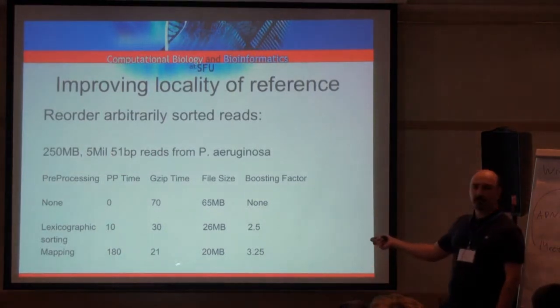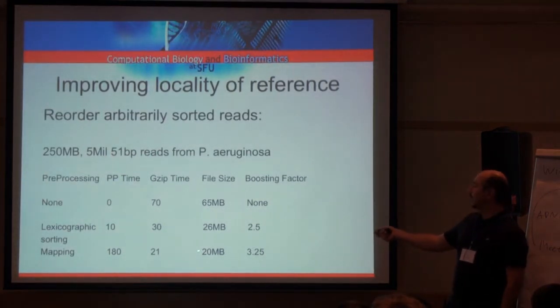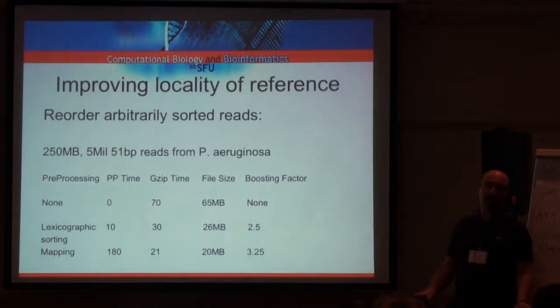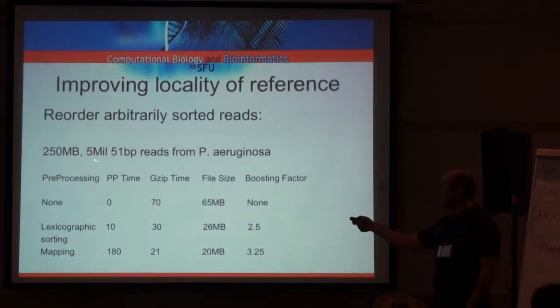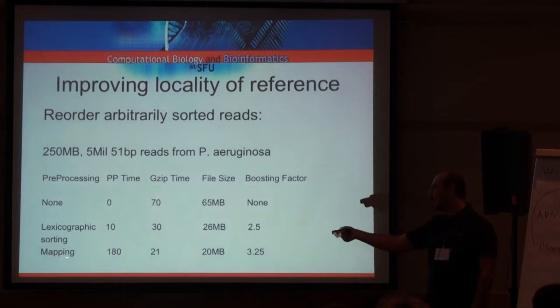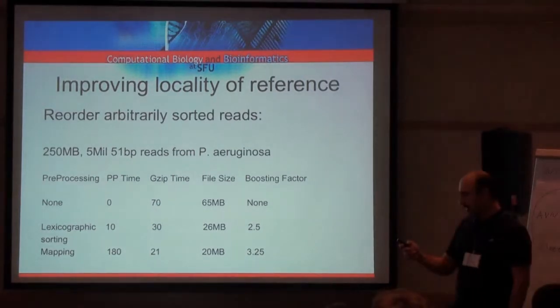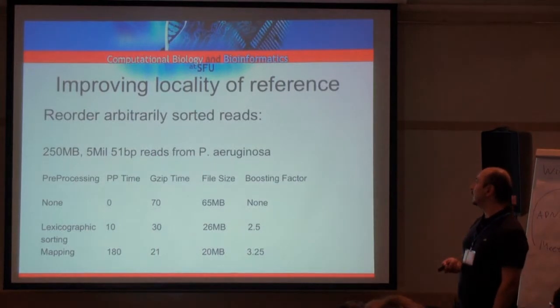The reason why I don't report it is, when you're dealing with human genome scale compression, mapping takes forever, as you all know. Even at this level, if you look at pre-processing time, obviously for gzip it's 0. Lexicographic sorting is less than the time required for gzip, but mapping is much more than what gzip requires. So we cannot afford this, especially in human scale.